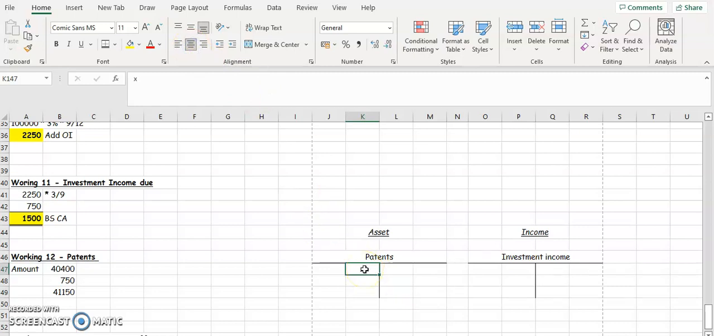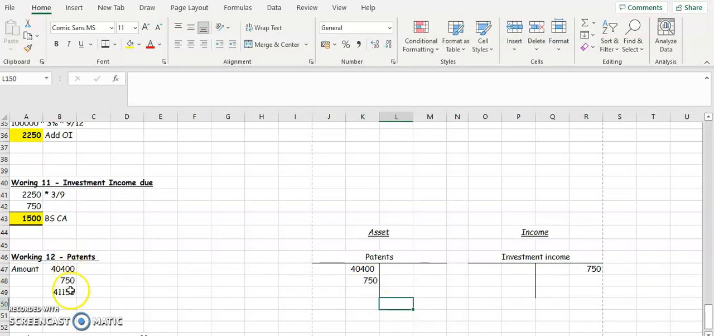So in here, we're going to have 4,440. That's what we have in our assets for patents. Investment income is an income. So this 750 should be on the credit side in our investment income, because investment income always goes on the credit side. So the double entry: if 750 goes on the credit side in our investment income, you're going to credit one account and debit the other account. So we need to debit our patents 750.